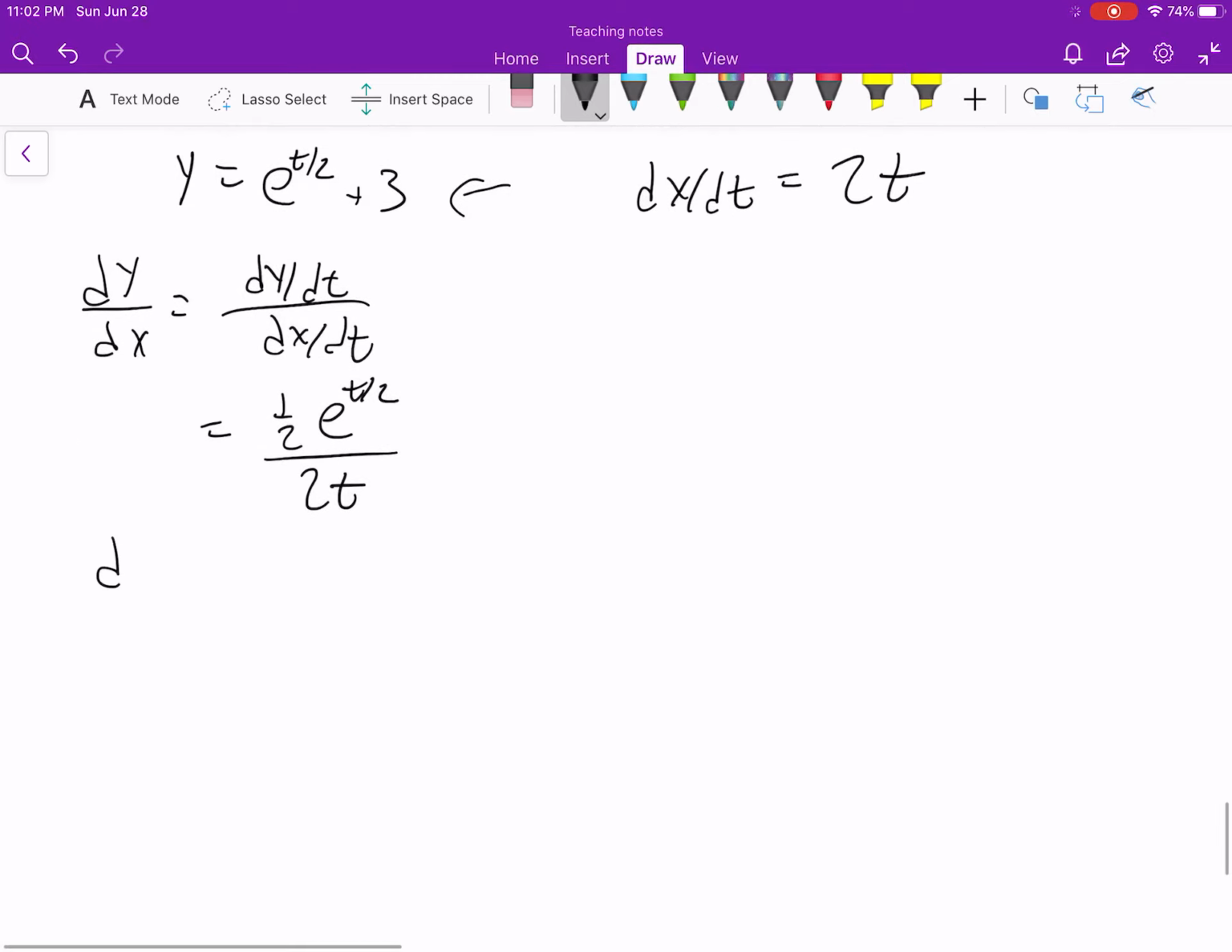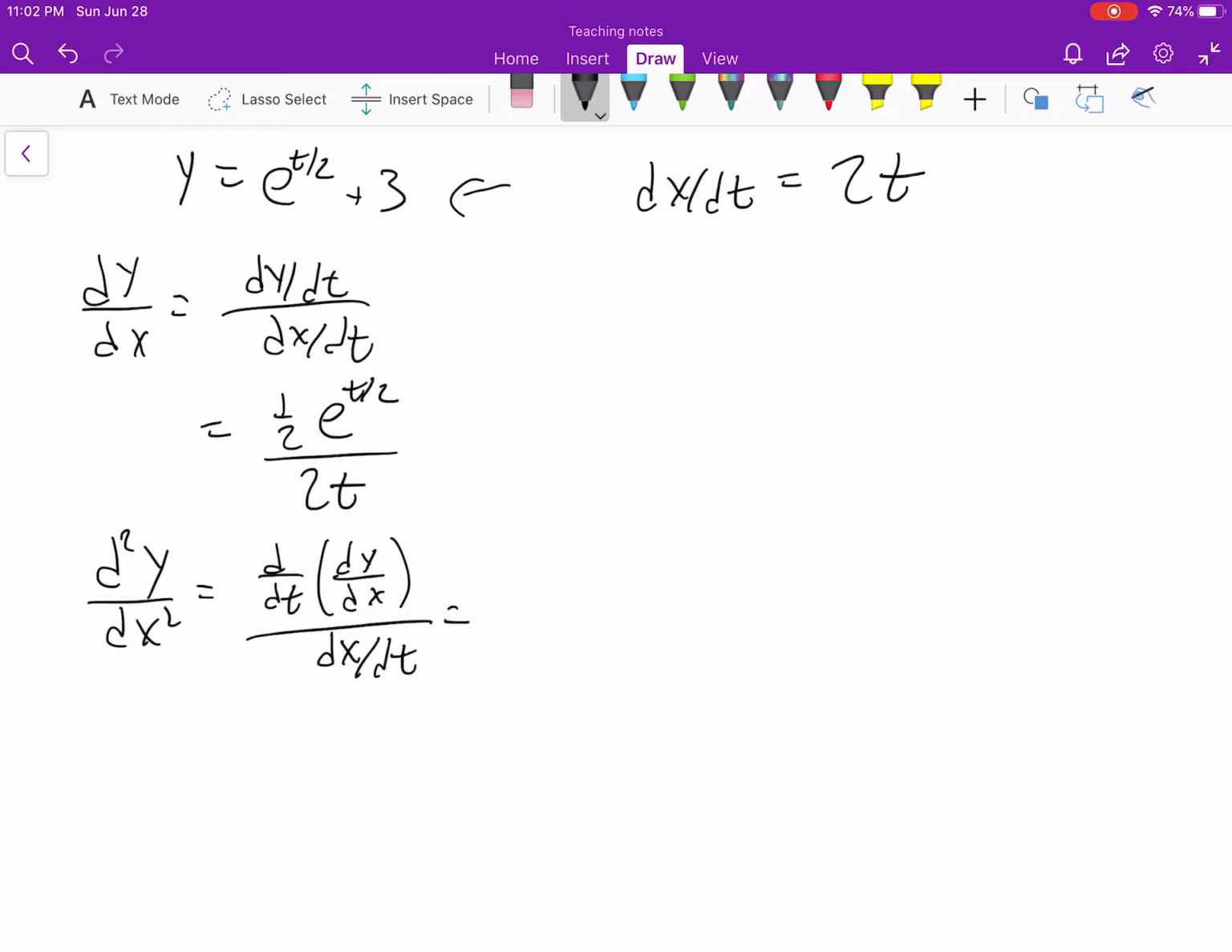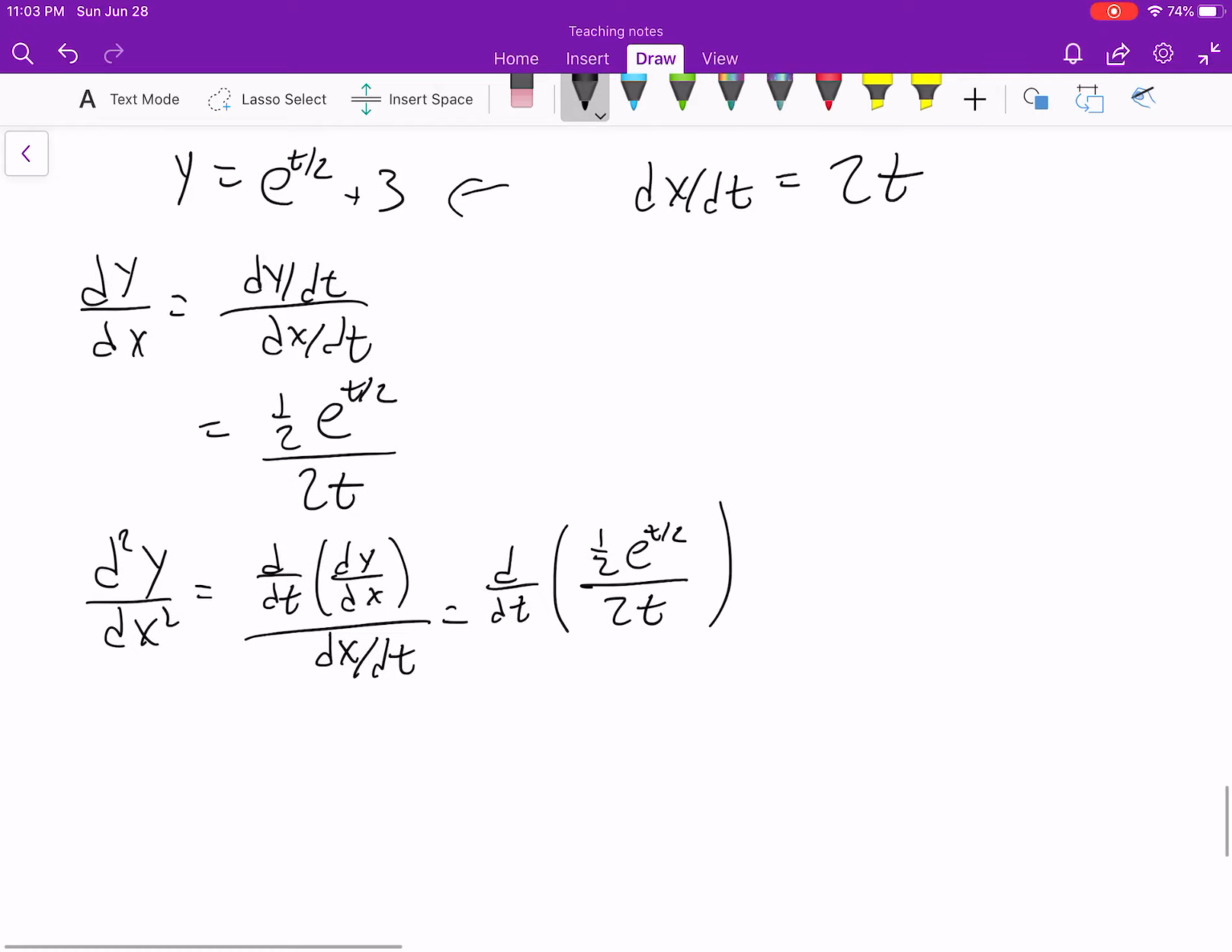d squared y dx squared is a little harder. Nothing crazy though. This is going to be d by dt of dy dx divided by dx dt. So what I'm going to have is d by dt of 1/2 e to the t over 2, divided by 2t. dx dt is 2t again.